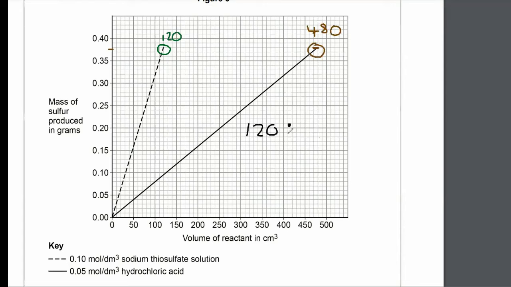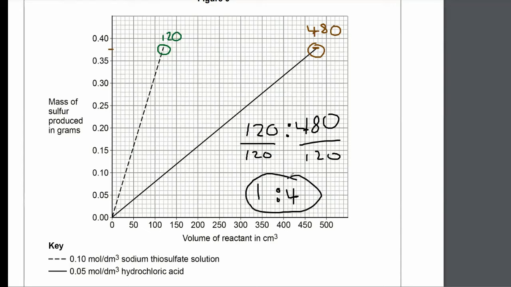So what we've got to do here is simplify this ratio. 120 to 480, that is going to get you one of the 3 marks. We need to simplify it by dividing by the smallest number. So 120 over 120, 480 over 120, and that gives us 1 to 4. So we get 3 marks. Boom.